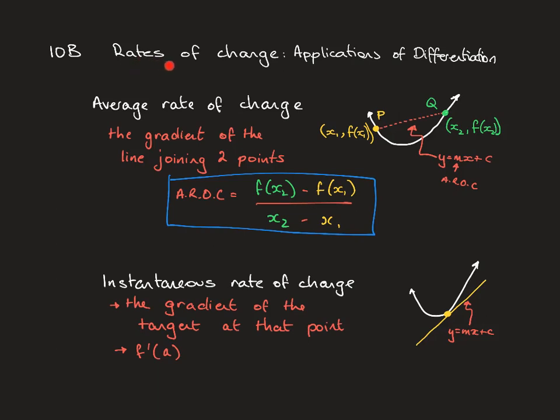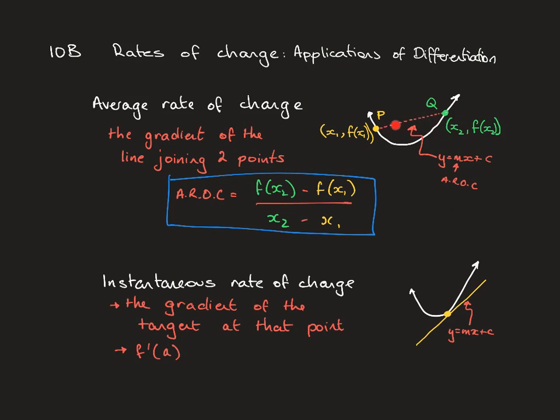In this video, we're going to look at rate of change, both average rate of change and instantaneous rate of change as an application of differentiation. So the average rate of change is the gradient of a line joining 2 points. You'll be asked to find the average rate of change between x equals A and x equals B. So it'll be 2 points, P and Q. And the gradient of this line here is your average rate of change.